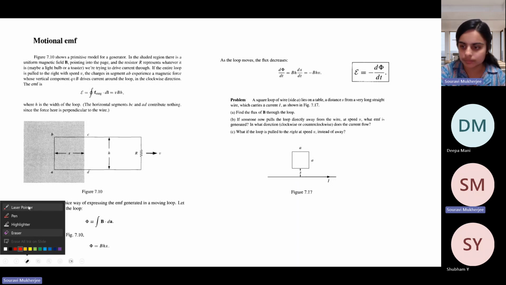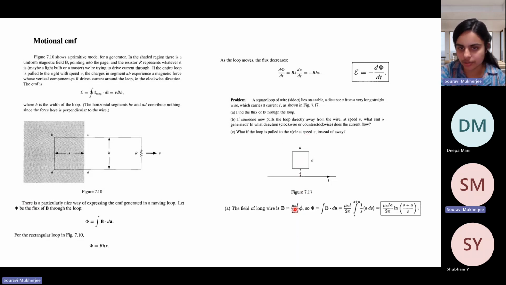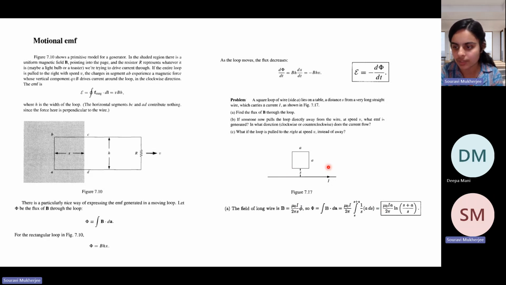And then if you want to find the net flux, you do this integration. So this is your magnetic field, and you know what flux is. It's B dot dA. So mu 0 I by 2 pi S into a into dS, right? You do that because you don't do it as dx into dy. Why? Because if you integrate over x, you'll finally get only a, right? So this is how you do it, and this is your flux.